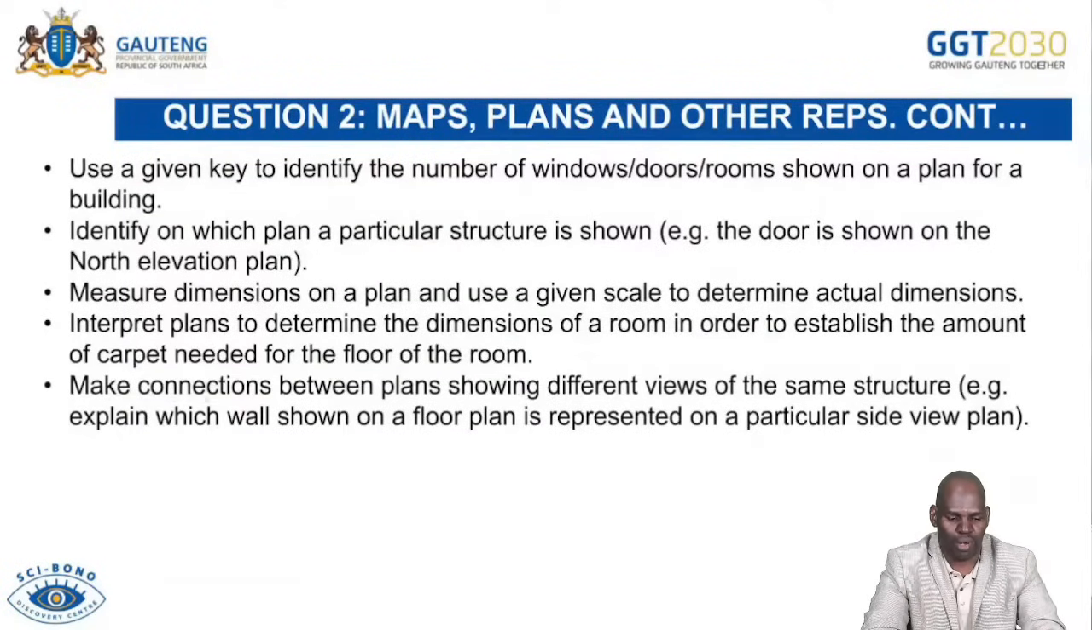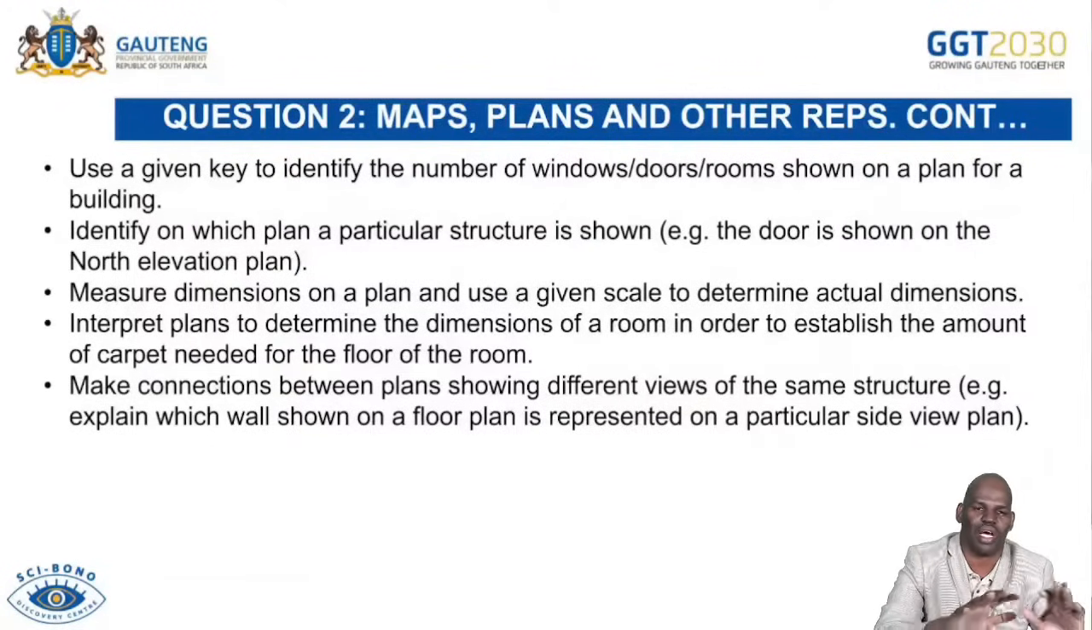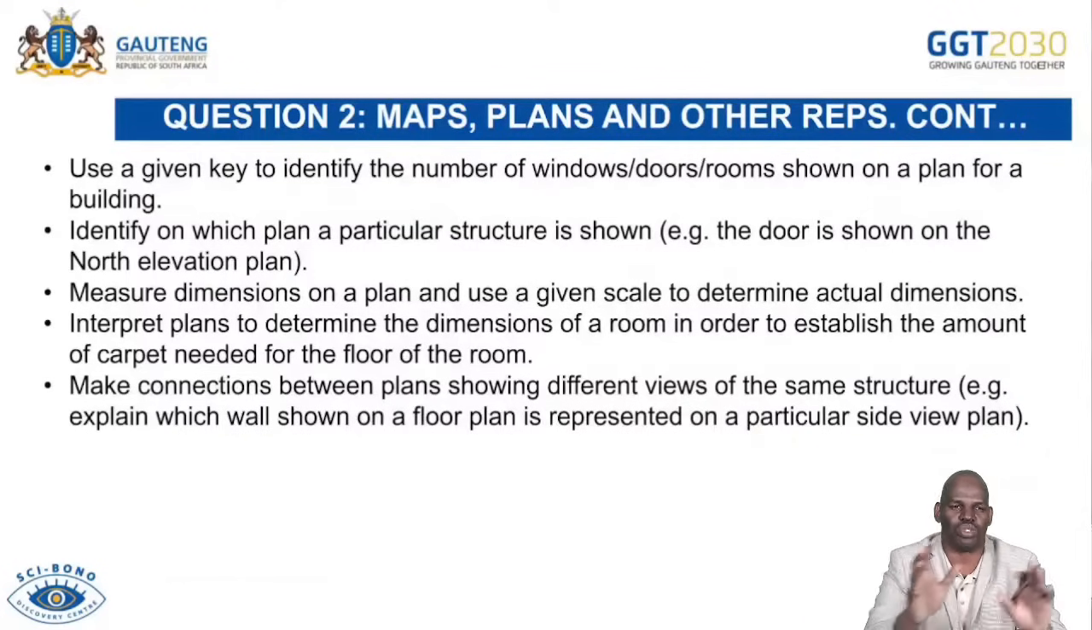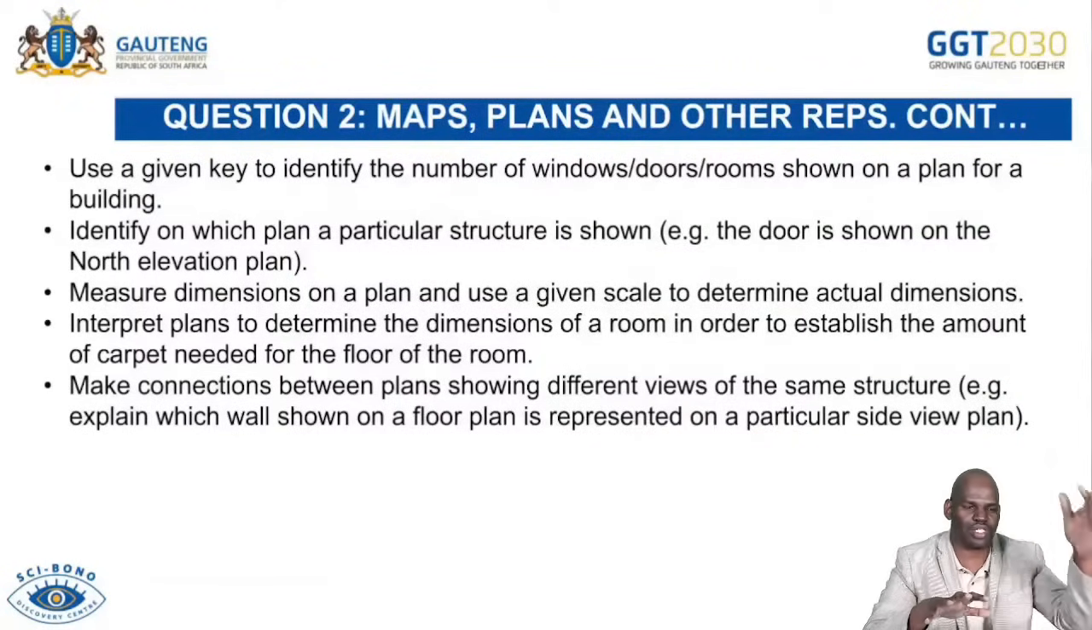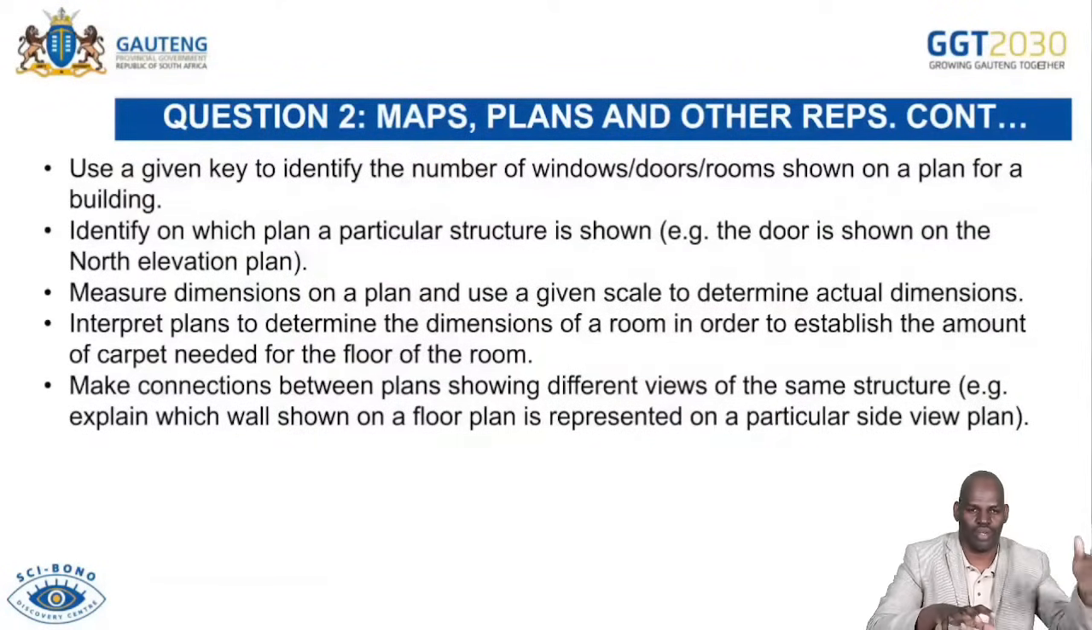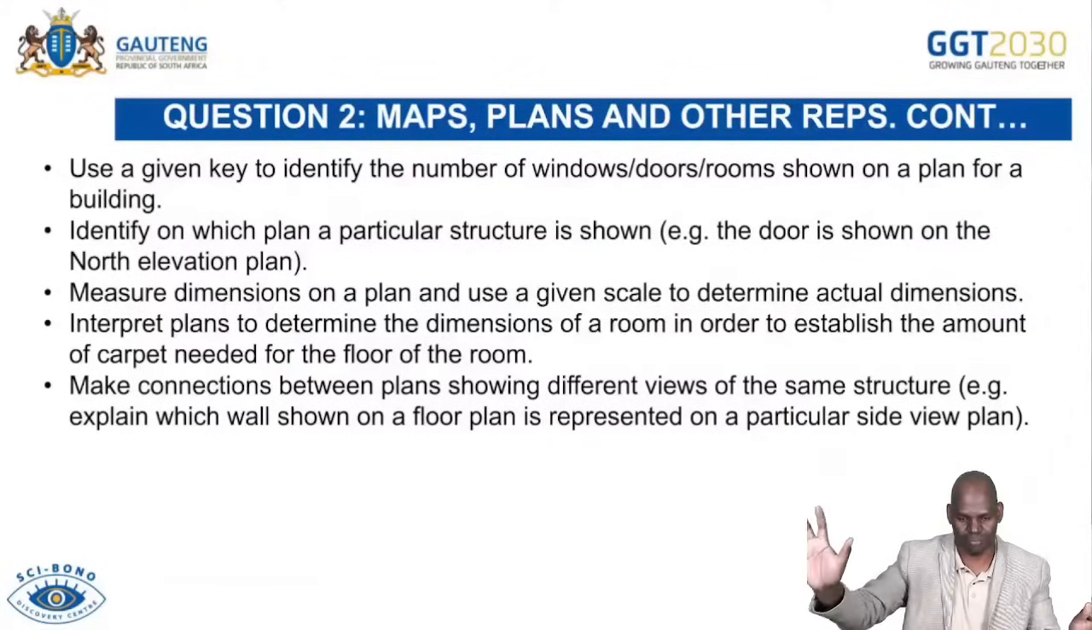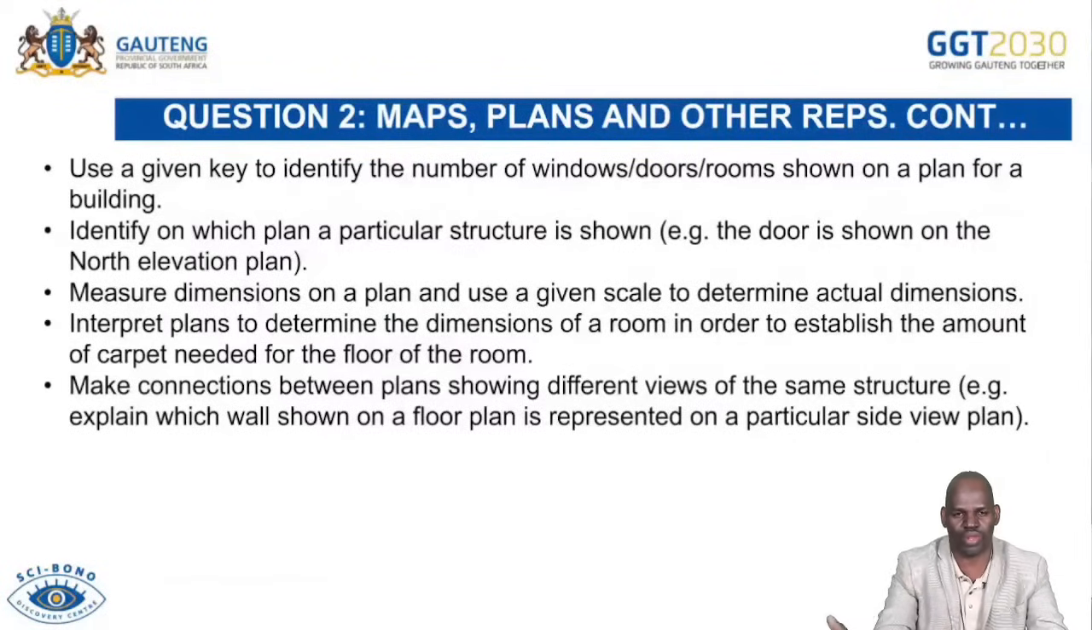And then you must also be able to make connections between plans showing different views of the same structure, e.g., explain which wall shown on a floor plan is represented on a particular side view. So it's all about being able to connect the floor plan and the side view. If you see that on the floor plan, this side we've got 2 windows, then it means these windows are on this elevation plan, on the north elevation, or on the south elevation.